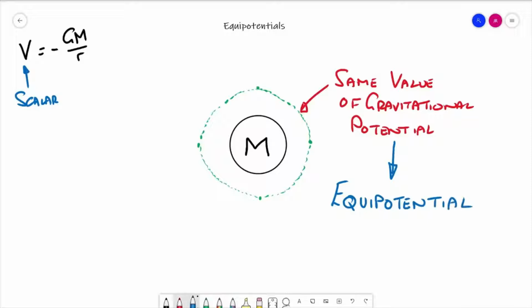The clue's in the name really: you've got the word potential there, and the prefix equi comes from the word equal. So everywhere on that dotted line, or on that surface area of a sphere in 3D, will have an equal potential. It will have the same value of potential, and because it's a scalar, we don't care about direction, therefore it's always the same value.